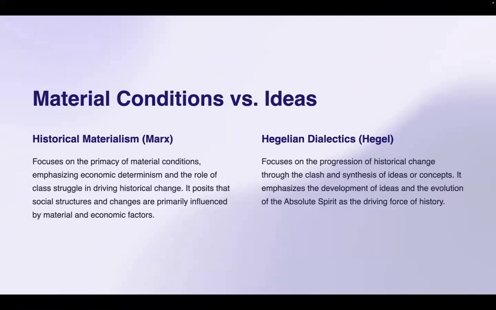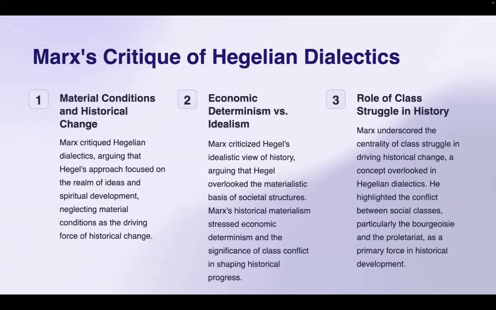Marx said that Hegel has made this dialectics stand on its head, so he is making it upright. It is now upside down. That was the view of Karl Marx. Marx criticized Hegelian dialectics, arguing that Hegel's approach focused on the realm of ideas and spiritual development, neglecting material conditions as the driving force of historical changes.